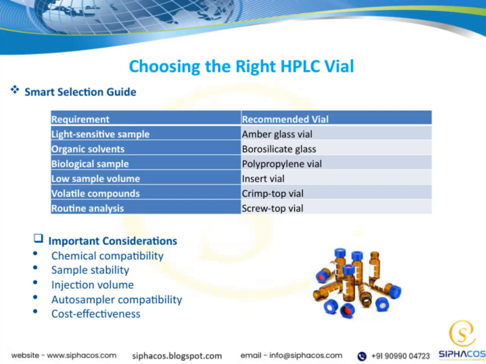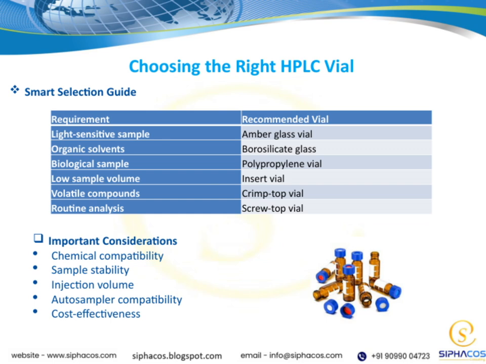When selecting the right HPLC vial, there are several important considerations to keep in mind. First, chemical compatibility is crucial, making sure the vial material doesn't react with your sample. For example, light-sensitive samples should be stored in amber glass vials to protect them from degradation. Sample stability is another key factor. Choosing a vial that maintains your sample's integrity over time is essential.